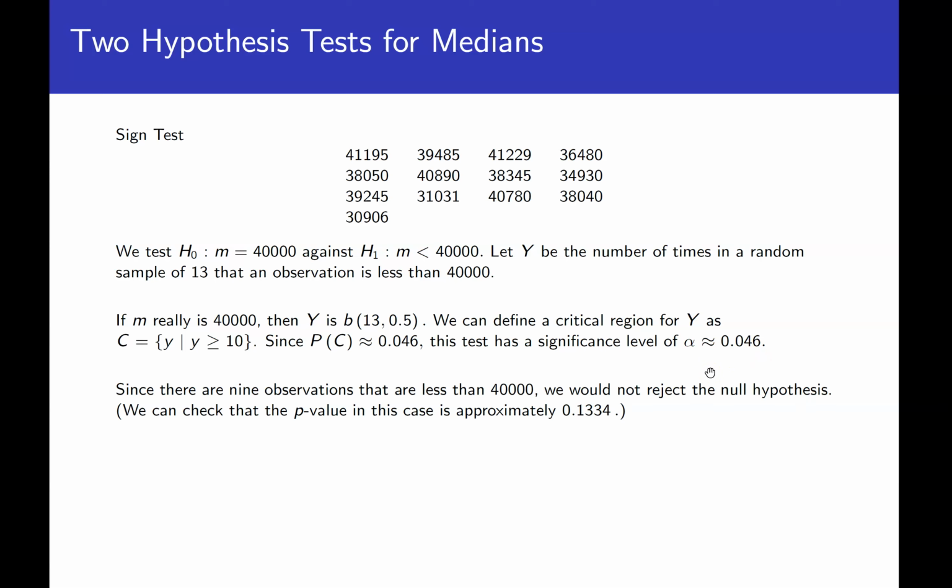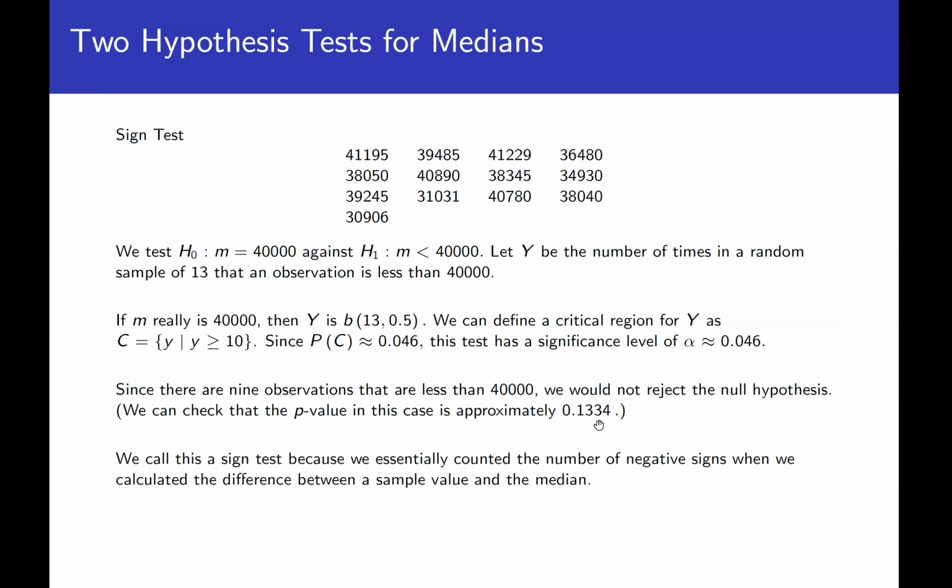All right. In this case, though, if this is our rejection region, when we had just said that there were 9 of the values that were less than 40,000, we would not reject the null hypothesis. And you can actually check that if the median is 40,000, the probability that you would get 9 or more observations, so that would be calculating a p-value, being less than 40,000 would be approximately 0.1334. We can use a binomial distribution in Excel to do that, for example.